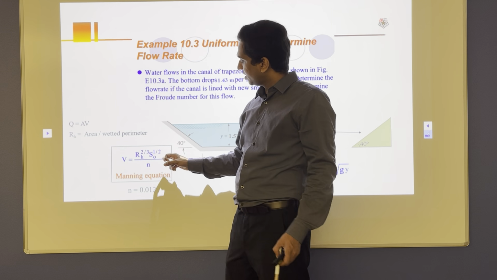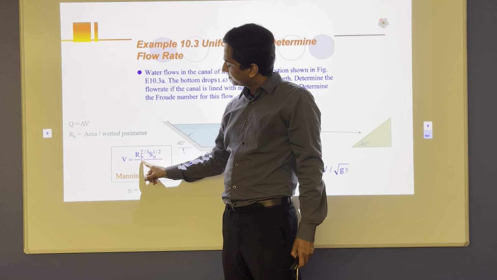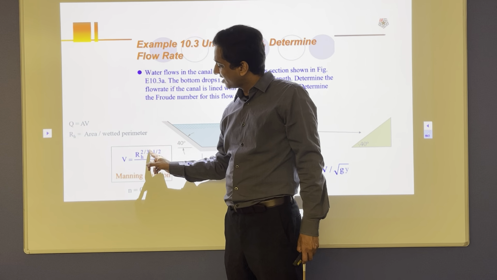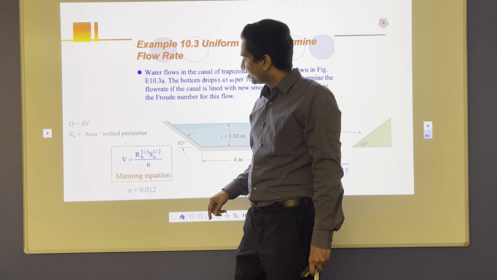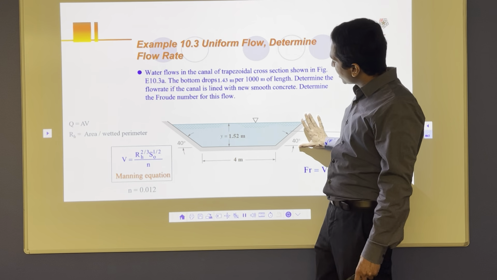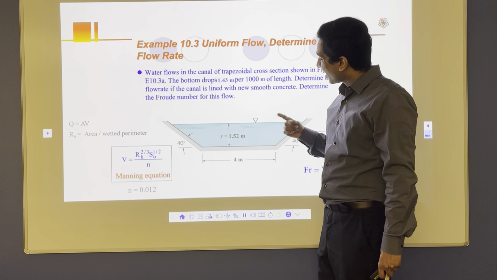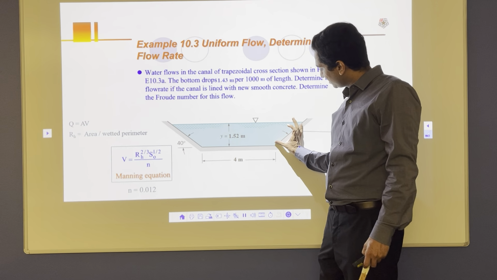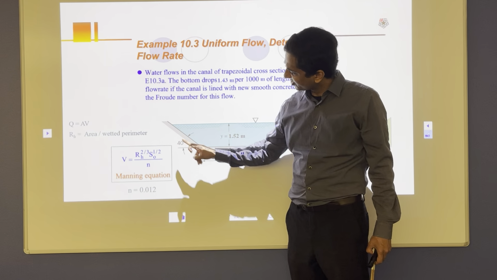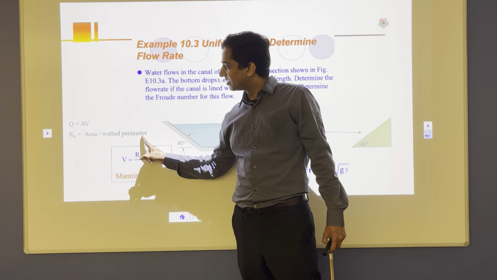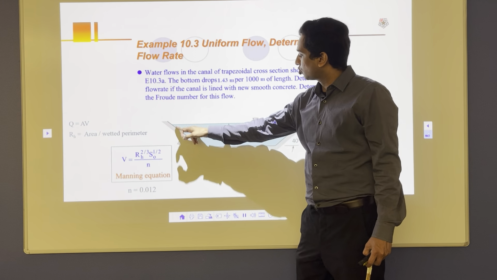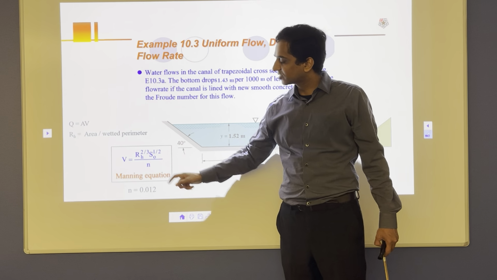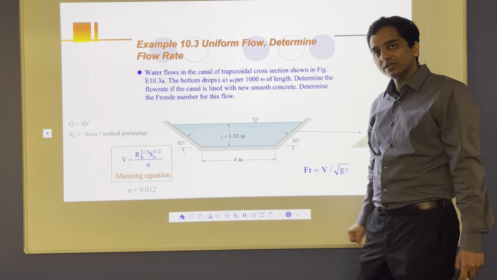Here, the slope is given, and n you can find out from the table is 0.012. You have to find out RH, hydraulic radius. That hydraulic radius is nothing but area by wetted perimeter. It means the area of cross section divided by the wetted perimeter, the wet part. This is the wet part, this is the wet part, this is the wet part. So this length plus this length, 4 meters, plus this length, that will be my wetted perimeter. And the total area divided by wetted perimeter, I'll get RH. Once I have RH, I can calculate velocity, flow rate, and Froude number.